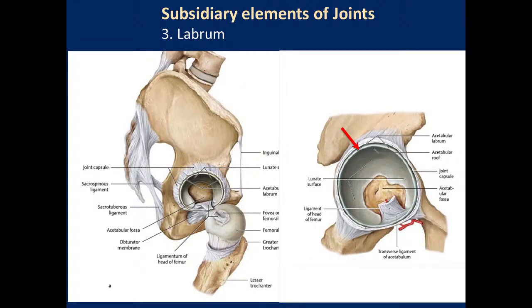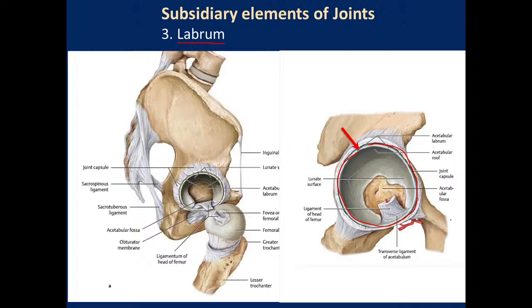The third subsidiary element of the joints is called labrum. Labrum is prominent in the ball-and-socket joints of the shoulder and hip. Here you see the hip joint, and these are peripheral cartilages, like a lip that extends from the edge of the joint socket. It is called labrum.